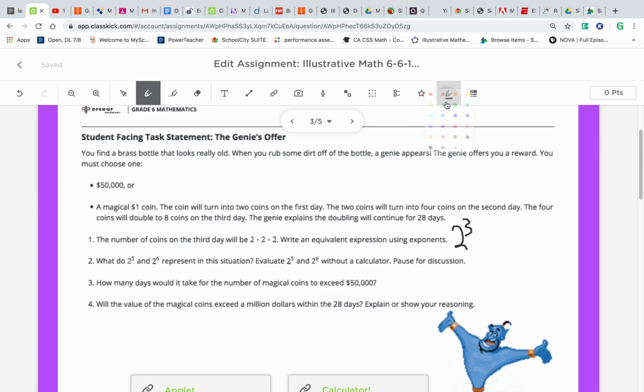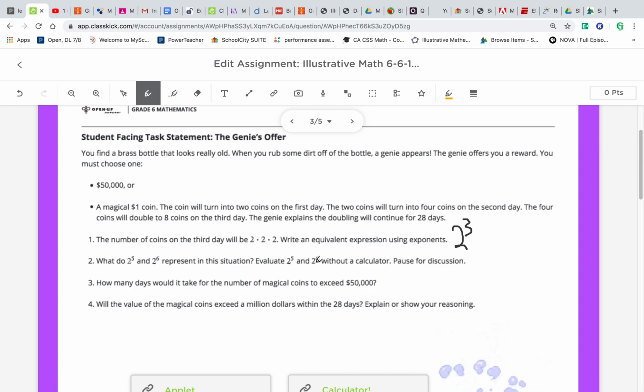All right, let me change the color of this so we get a little personality in the presentation here. So number 2, what do 2 to the 5th power and 2 to the 6th power represent in this situation? Well, 2 to the 3rd power was the 3rd day. So 2 to the 5th power would be the 5th day. And 2 to the 6th power would be the 6th day.